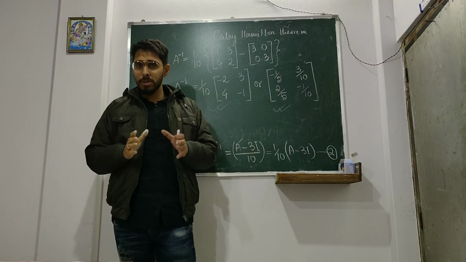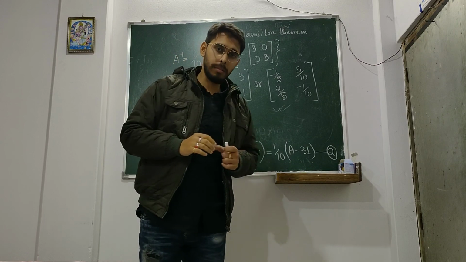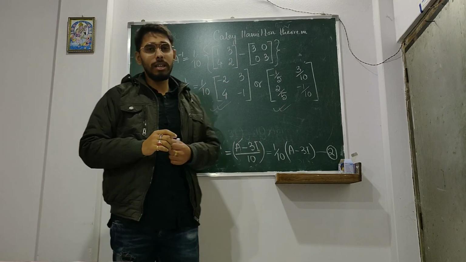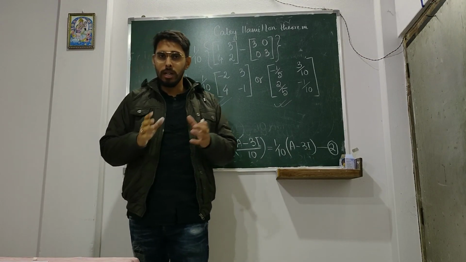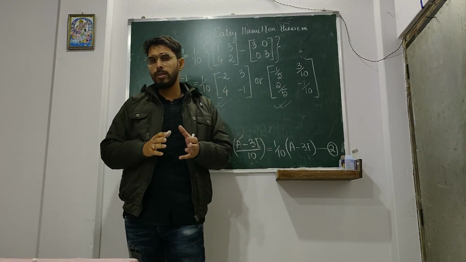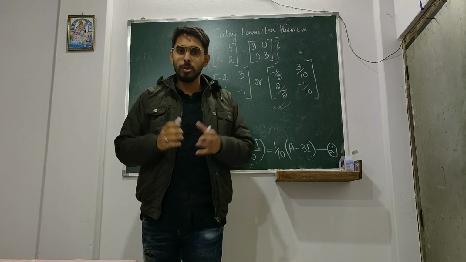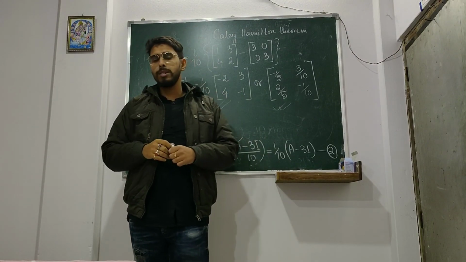So that is the first part of the Cayley Hamilton theorem, where we have solved the inverse of a matrix. In the next part, we are going to solve the conversion of higher power of a matrix in terms of lower power. So please keep watching, and we will meet in the next video.